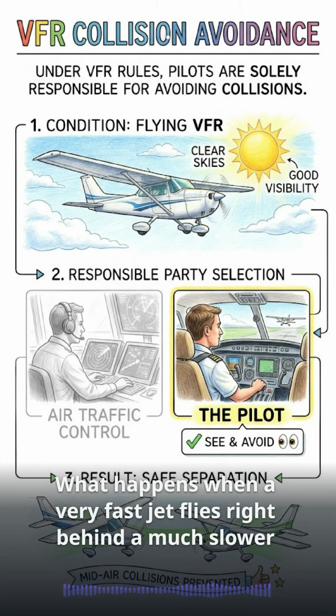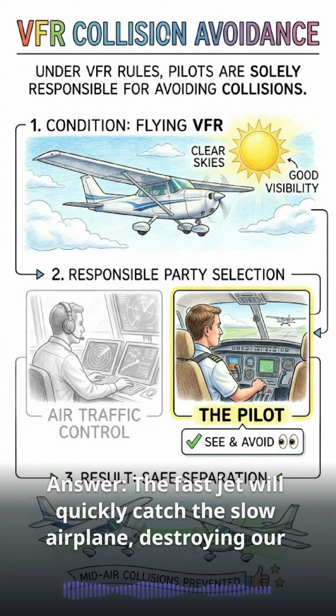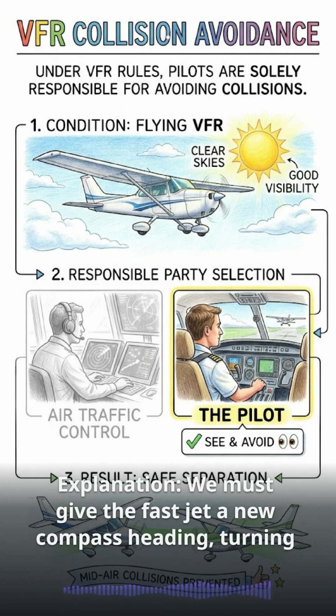83. What happens when a very fast jet flies right behind a much slower flying small airplane? The fast jet will quickly catch the slow airplane, destroying our safe empty separation bubble immediately. We must give the fast jet a new compass heading, turning him away from the danger.